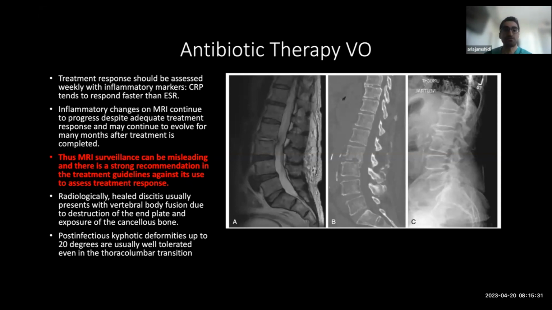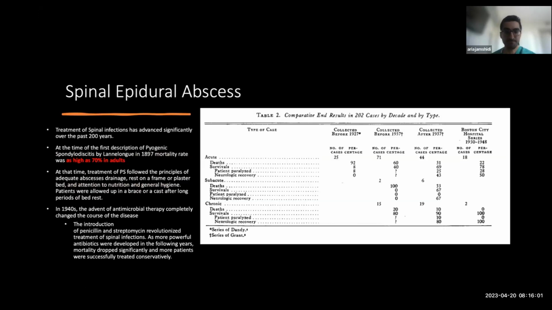It's interesting, radiologically, healed discitis usually presents with vertebral body fusion due to destruction of the end plate and exposure of the cancellous bone, like we see in these three slides. Here we see this patient with vertebral osteomyelitis discitis, and then we see the progression of disease, and then he ultimately fuses. This is, I believe, at 1 year out. So I think it's a little foolhardy just to repeat MRI images. Use your inflammatory markers to evaluate treatment response.